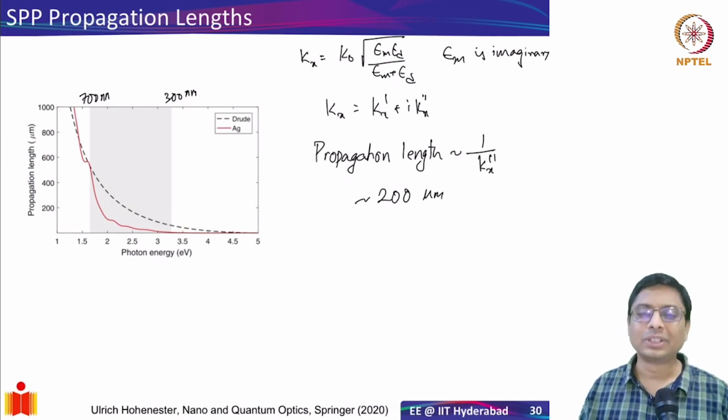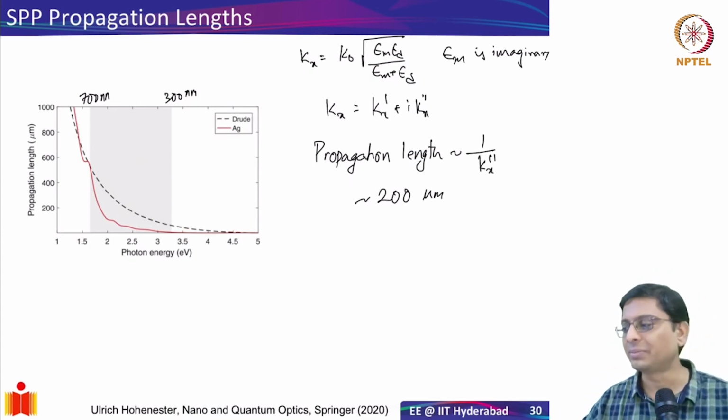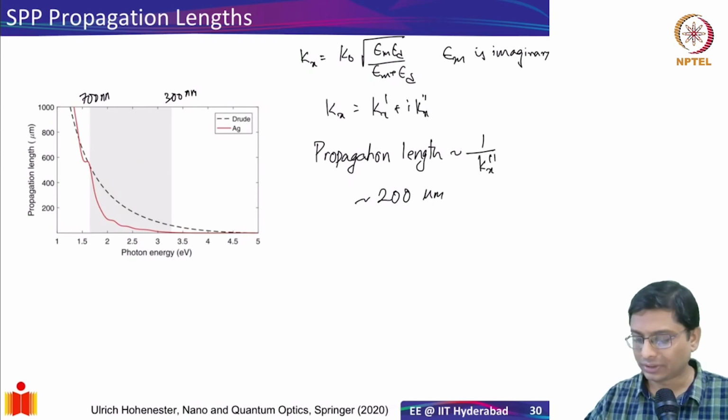But of course, the loss plays an important role, and there is a lot of effort in trying to minimize the loss. All right. So this is a big issue. So the wave on the interface is going to decay as it propagates. That's the message I just want to leave you with. And the wavelength of the wave is going to be smaller than the free space.